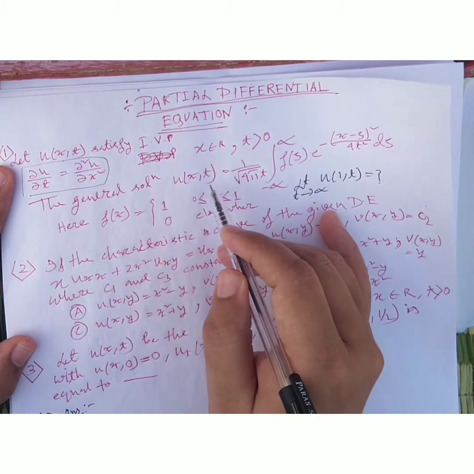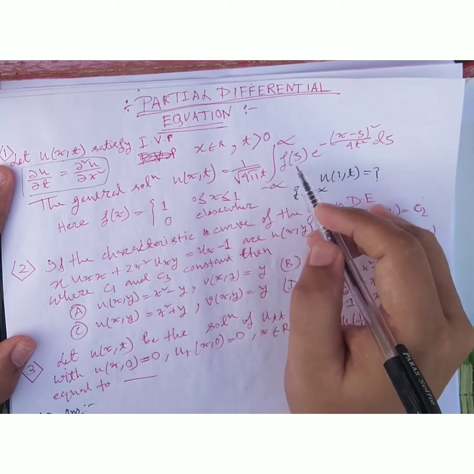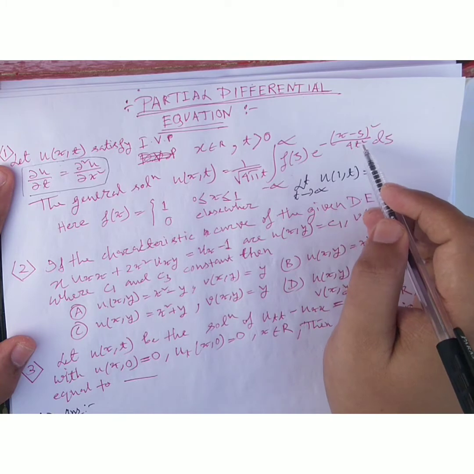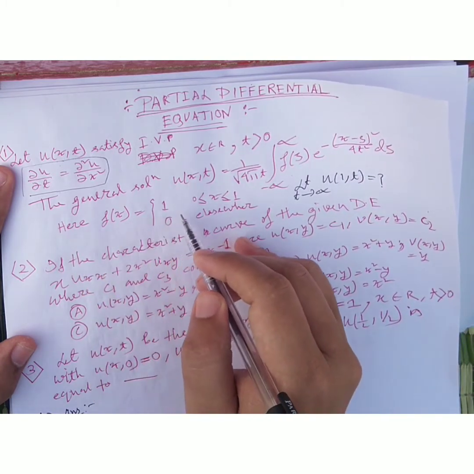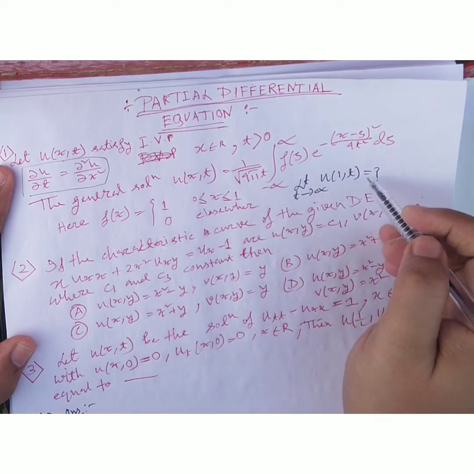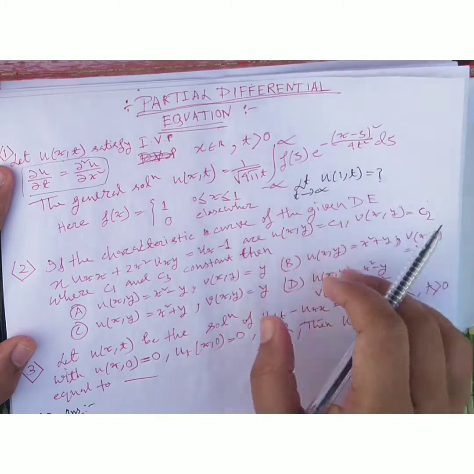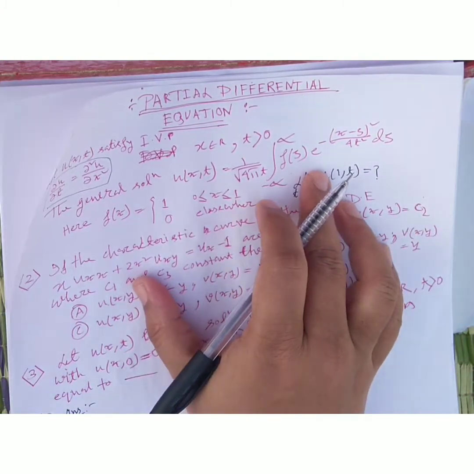The general solution of u(x,t) is equal to 1 by root over 4πt, integral from minus infinity to infinity of f(j) e to the power minus (x minus j) whole square divided by 4t, dj. And here f(x) is equal to 1 for 0 less than or equal to x less than or equal to 1, and 0 otherwise. I have to find out the limit as t tends to infinity of u(1,t).